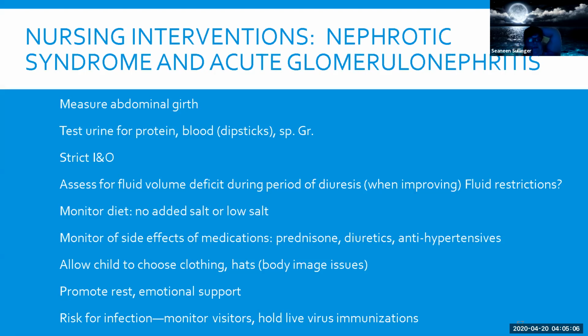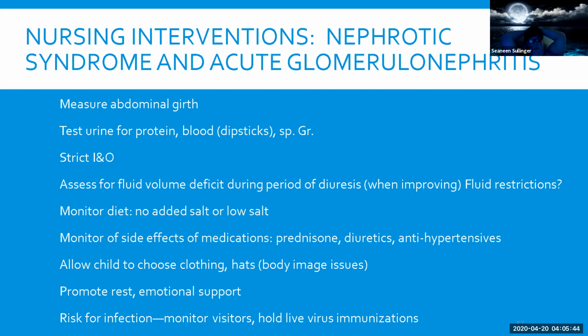So what do we as nurses do about that? How do we assess? How do we intervene for these fluid excess? So you're measuring abdominal girth, doing the urine testing, strict I's and O's. Once the medications have started and the patient's starting to do better, they're going to diurese, meaning where they were oliguric, they're now going to start to put out urine. And so then you need to decide, do they then need fluid restrictions? You also don't want to be giving them too much fluid until they start to diurese.